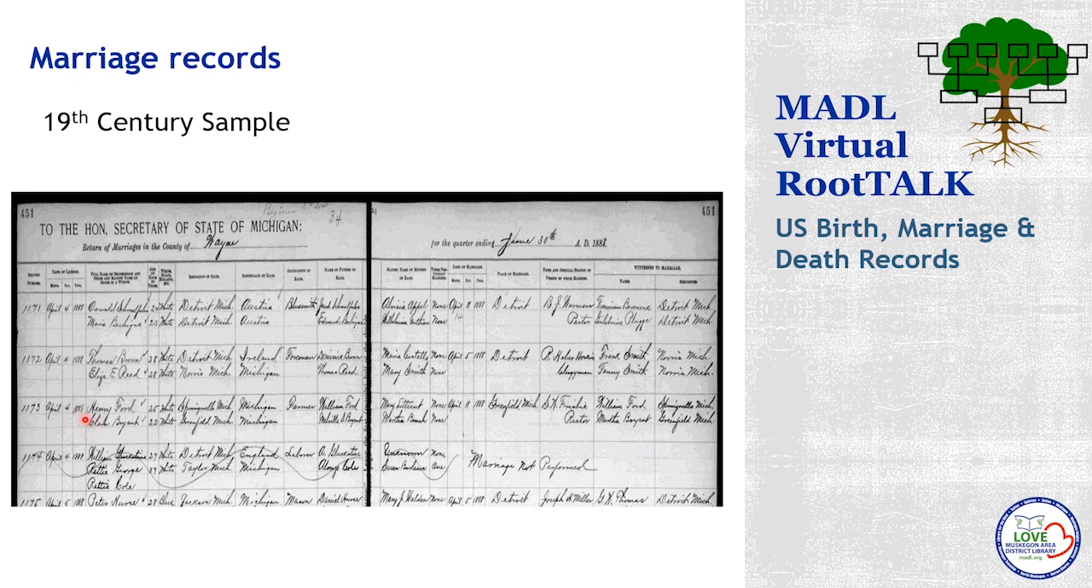And the groom's name is Henry Ford. The bride's name is Clara Bryant. They're 25 and 22, and we see their race, where they were living, where they were born in Michigan, and their occupation. And I love this, Henry Ford back in 1888 when he got married was a farmer. Wasn't quite yet the automotive manufacturer he becomes later.